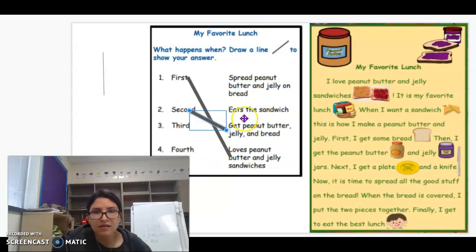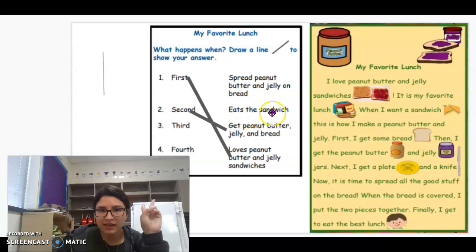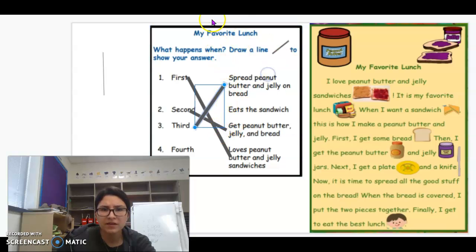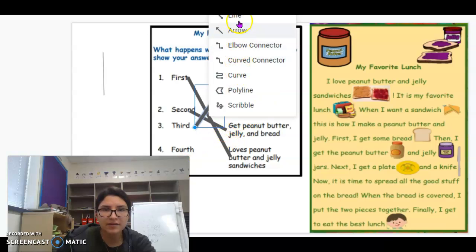Okay. All right, now we have the third and fourth steps. Spread peanut butter and jelly on bread. Eats the sandwich. Which one do you think is going to be the third one? Do you think it's going to be the top one? Give me a 1. Think it's going to be the second choice? Give me a 2. It's going to be the first choice. There we go. And we'll read this in a minute. So that means the fourth step is eats the sandwich. That sounds correct.